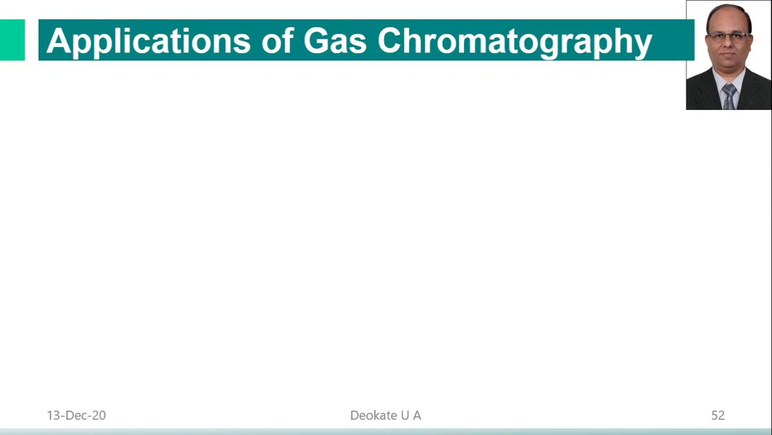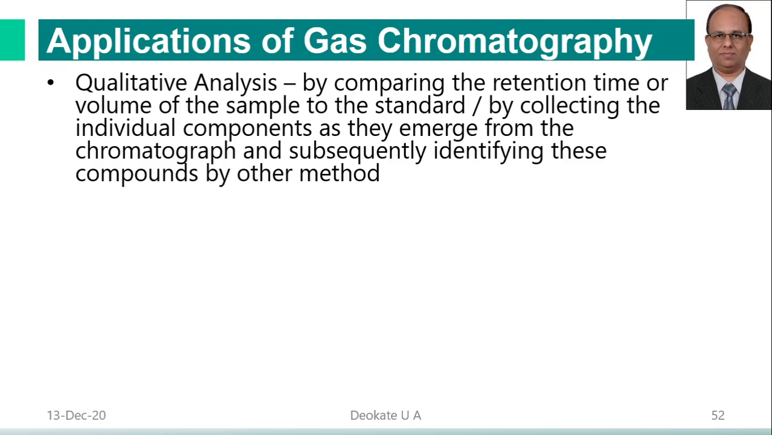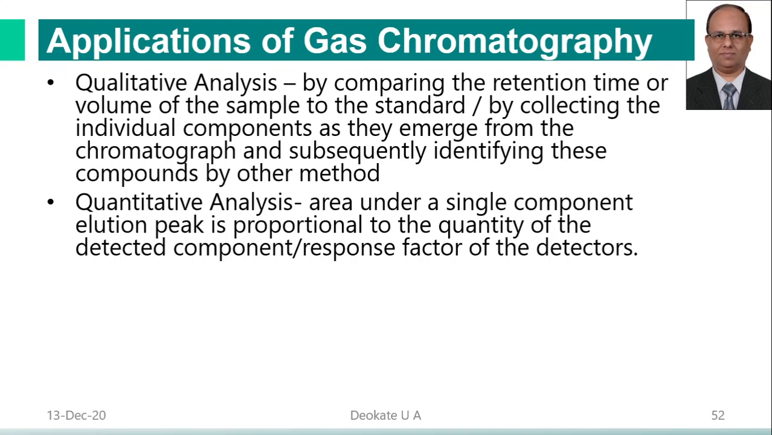Now we will see the applications of gas chromatography. In qualitative analysis, gas chromatography is used by comparing the retention time or volume of the sample to the standard, and by collecting the individual components as they emerge from the chromatogram and subsequently identifying them by other methods. In quantitative analysis, the area under the peak of a component is proportional to the quantity of the detected component, which is given by the response factor of the detector.